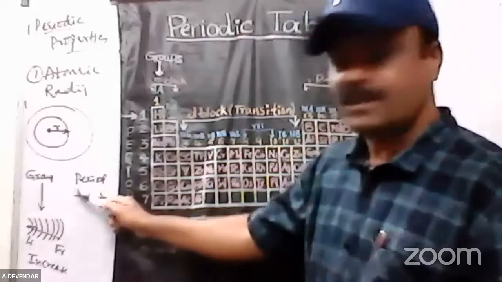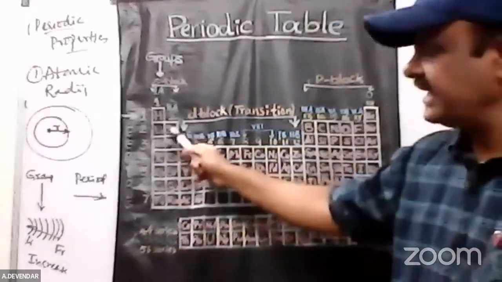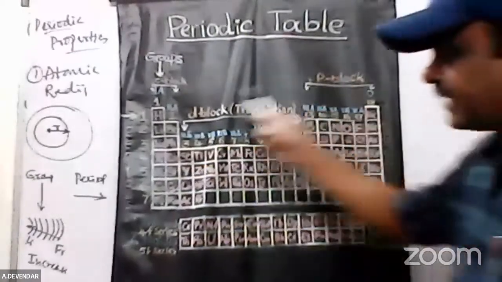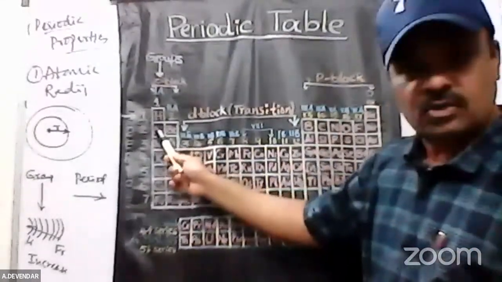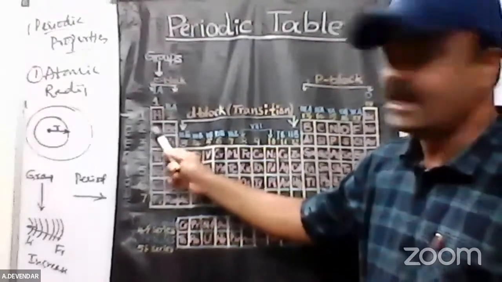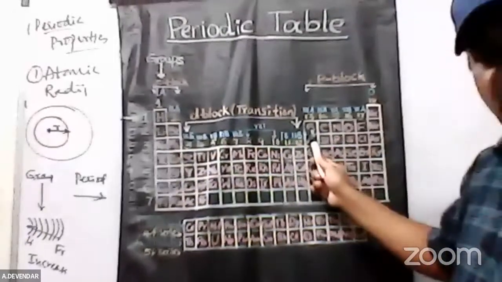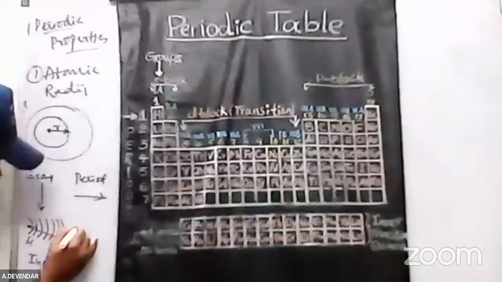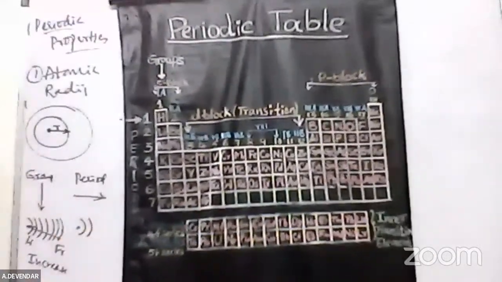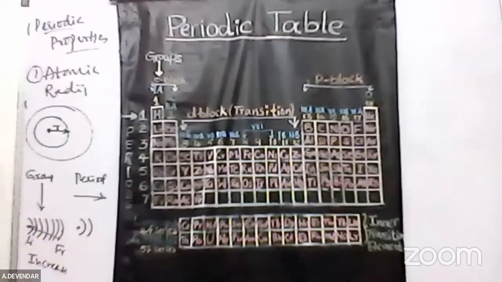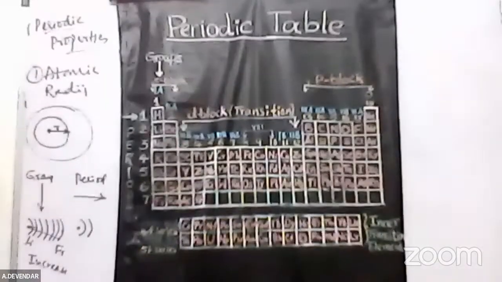Coming to the periods. Now I am taking the second period: lithium, beryllium, boron, carbon, nitrogen, oxygen, fluorine, neon. This is the second period. In the second period, what happened? Lithium is 1s2, 2s1, beryllium 1s2, 2s2, boron 1s2, 2s2, 2p1, then 2p2, 2p3. That means the electrons go only into the second orbit. But in the group, the orbits increase. Here in this period, orbits do not increase.